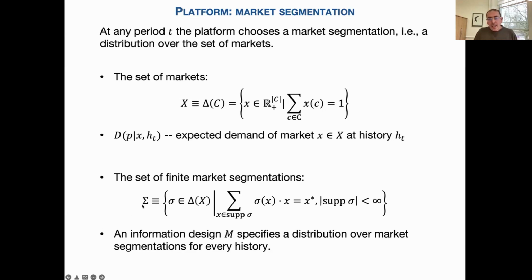And sigma is just a set of finite market segmentation, where a market segmentation is nothing more than a probability distribution over markets. Okay, so let me just give you an example, because this is, if you like, the heaviest slide with notations. Let me just give you a very simple example.